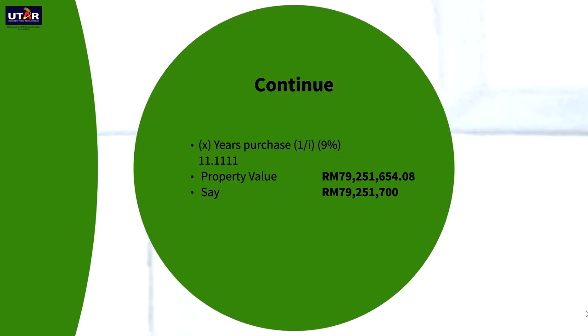In order to get the property value, you need to multiply by the years purchase in perpetuity, which is 1 over I, for 9%, then you will get 11.1111. So the property value here is 79,251,654 ringgit and 8 cent. So you can round it off to 79,251,700 ringgit.